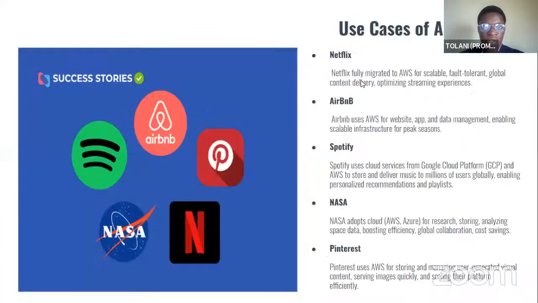So to move on, we've seen the features, and now we'll be seeing the use cases of Amazon EC2. And when I talk about use cases, I'm talking about real world success stories of people that have used the cloud. I believe that seeing my screen, you can identify some of the companies here, their logos. This is Spotify, Airbnb, Pinterest, Netflix, and NASA.